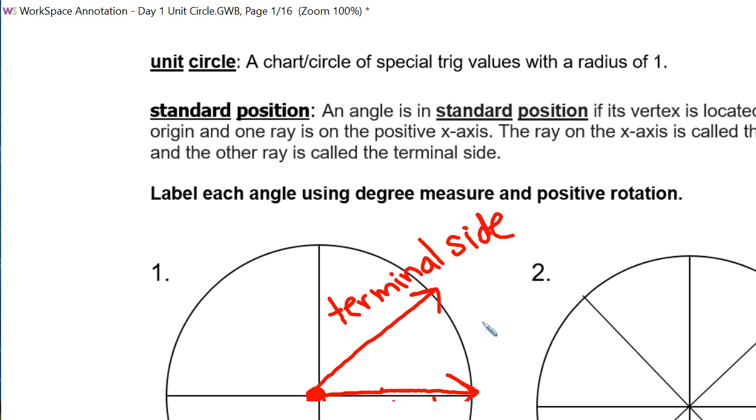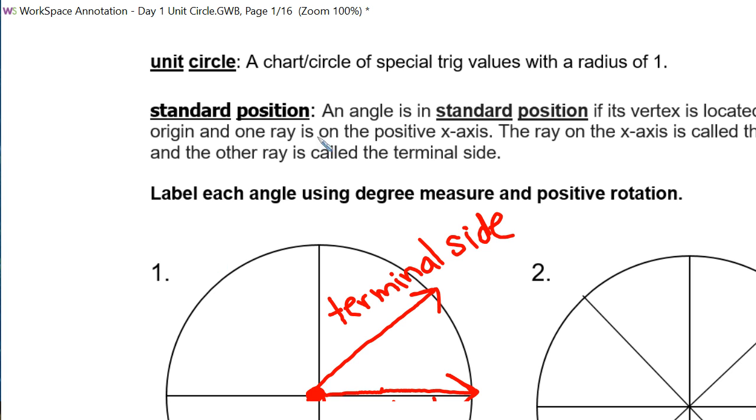Now for standard positions, really the best way to define it is by picture. So everything I drew in red, there's my picture definition. So its vertex is at the origin at 0, 0. And the initial side is on the positive x-axis. So this is the starting ray. And the terminal side is going to be the second side.